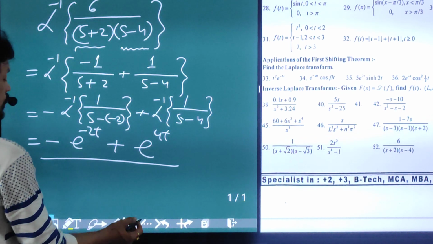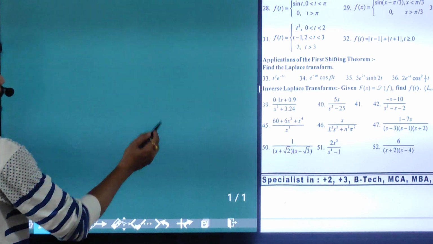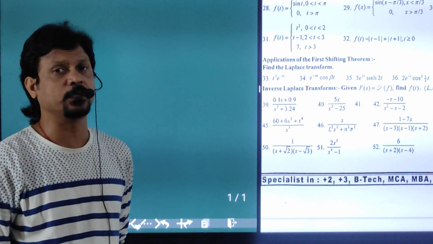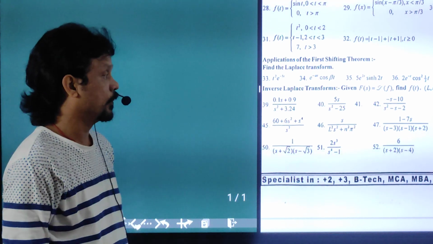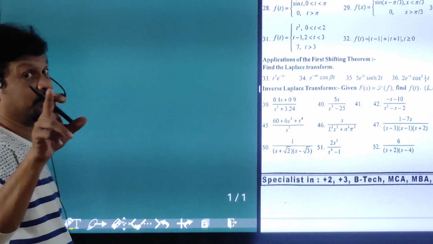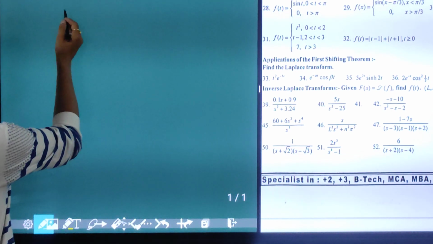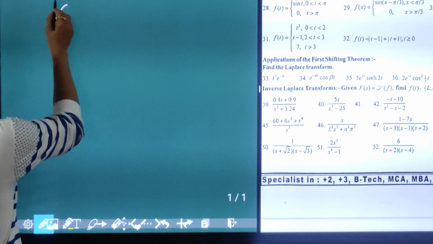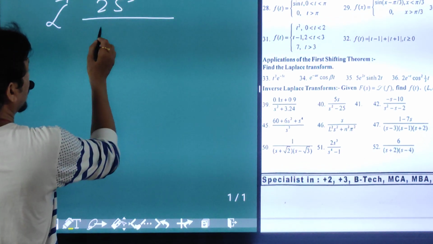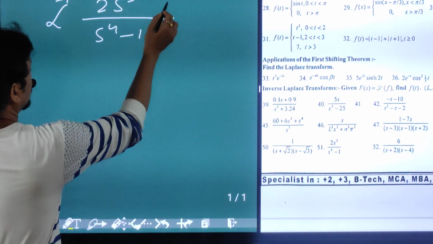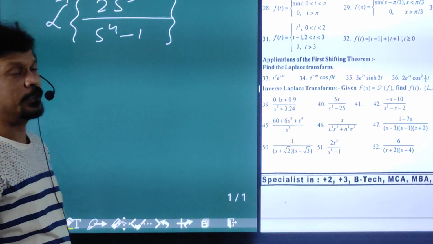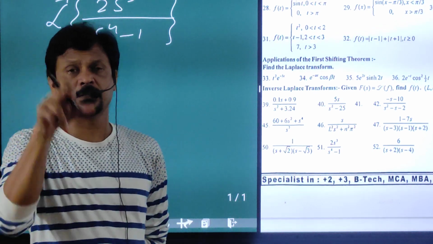But you have to remember the formulas. Without remembering the formulas, you cannot do the problems. So another question, a very interesting question I am going to tell you. Let us see: Laplace inverse of 2s cube divided by s to the power 4 minus 1. This problem I am going to solve in a very interesting way.